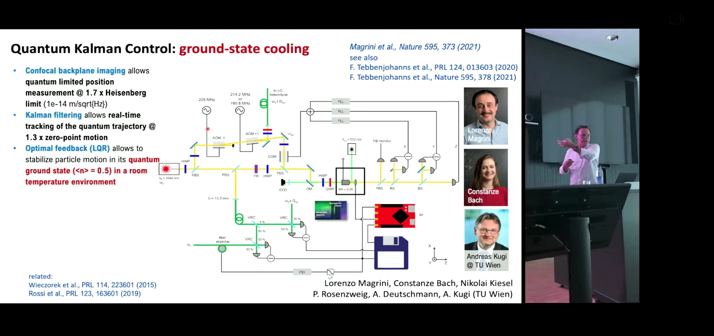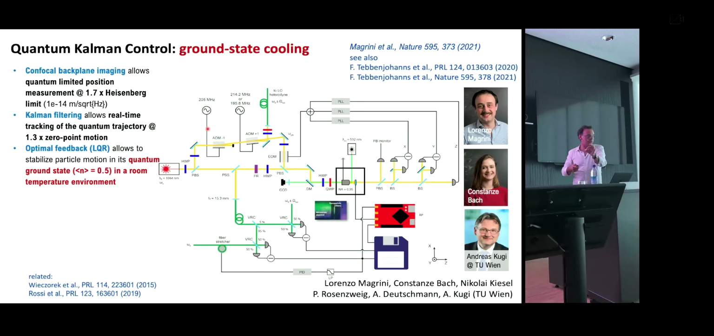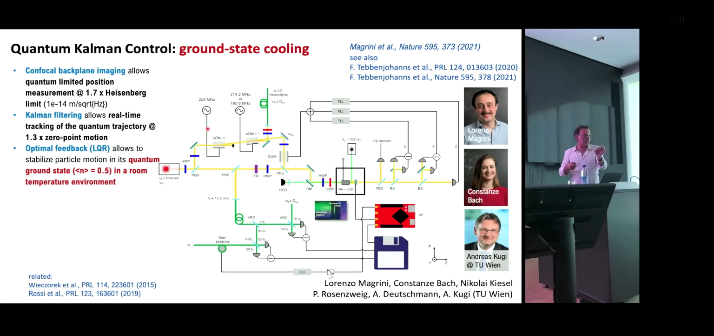We combine it now with a stochastic Schrödinger equation model that runs in the background. It's also called a Kalman filter. So we take the information, we do a Bayesian analysis of the data to predict the future measurement outcome, which means we reconstruct in real time the quantum trajectory of the particle in phase space.